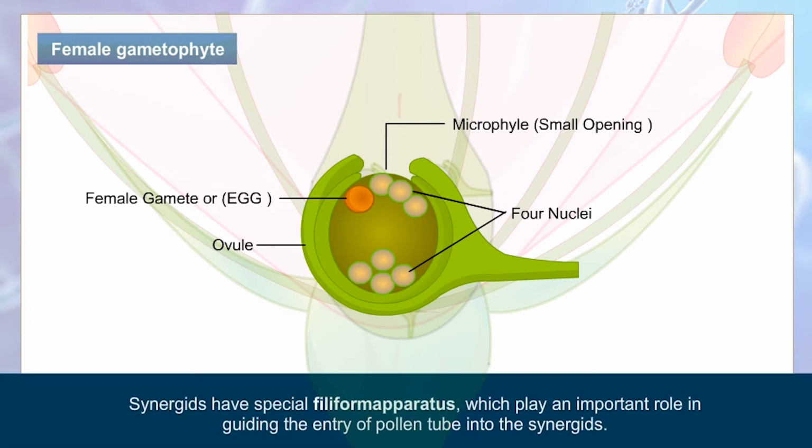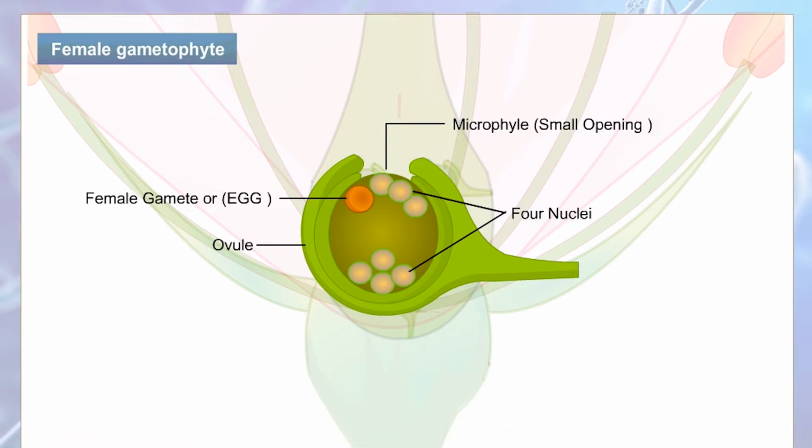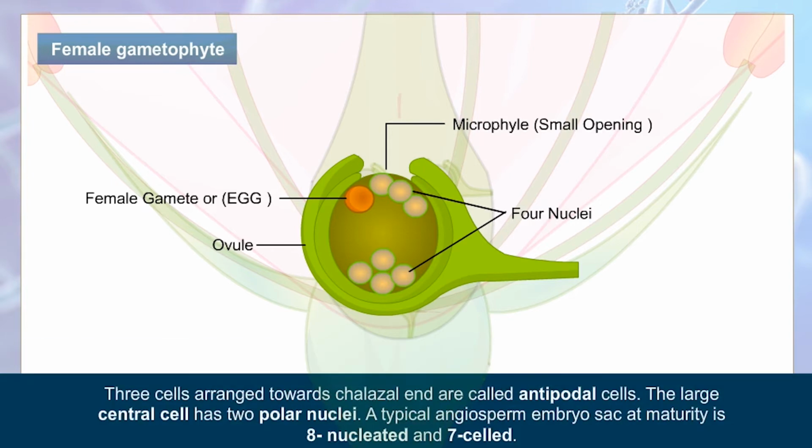Synergids have a special filiform apparatus, which plays an important role in guiding the entry of the pollen tube into the synergids. Three cells arranged towards the chalazal end are called antipodal cells. The large central cell has two polar nuclei. A typical angiosperm embryo sac at maturity is 8-nucleate and 7-celled.